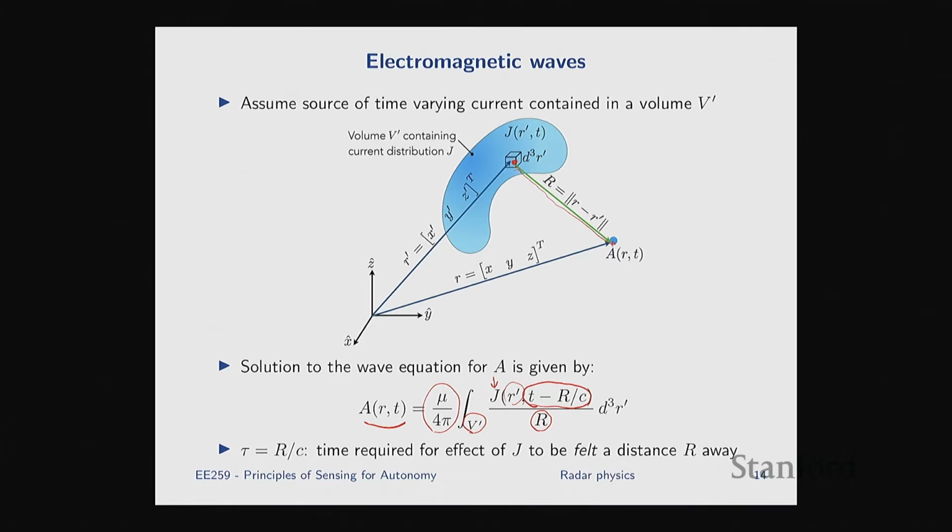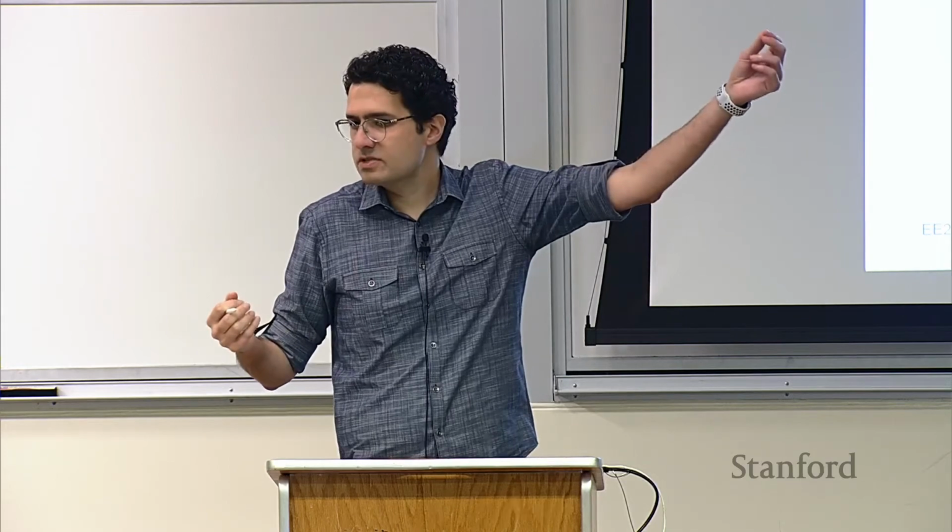And r over c, if we call that tau, what is that? That is the time of flight delay from that point r prime to point r, right? That's a distance divided by the speed of light, which intuitively should make a lot of sense. So if I'm observing my radiation at some point in space, the influence of some current distribution a distance r away from it takes a time of flight tau to affect my observation point, right?